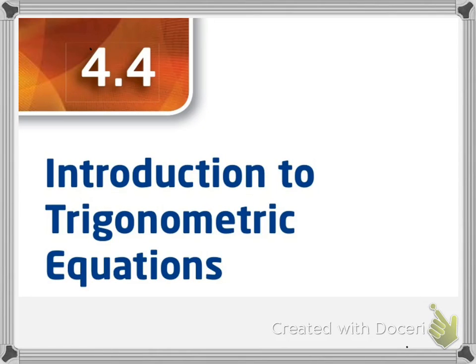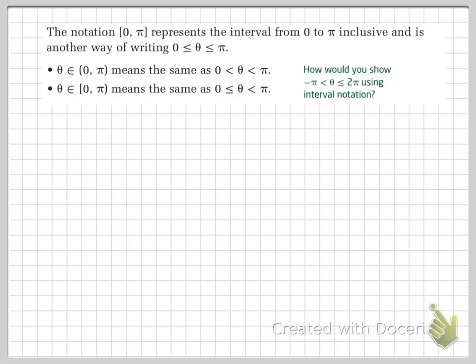Today in Math 30-1 we're looking at topic 4.4, Introduction to Trig Equations. Now first of all let's look at the notation. You'll notice there's square brackets around 0 and pi. This represents the interval from 0 to pi inclusive, and it's another way of writing that the angle theta has to be between 0 and pi, but less than or equal to on both ends.